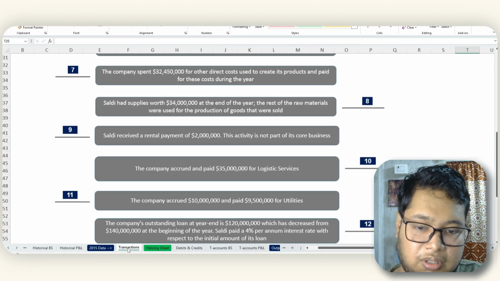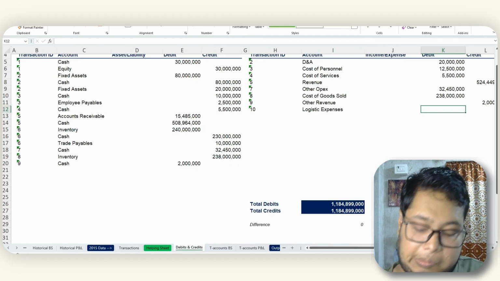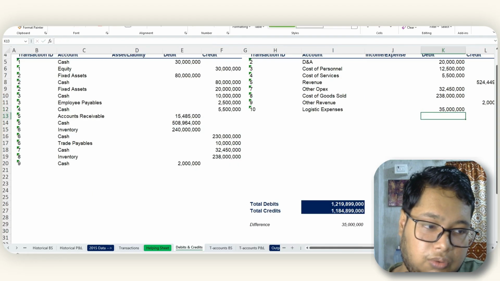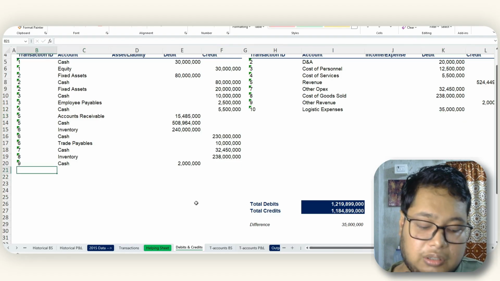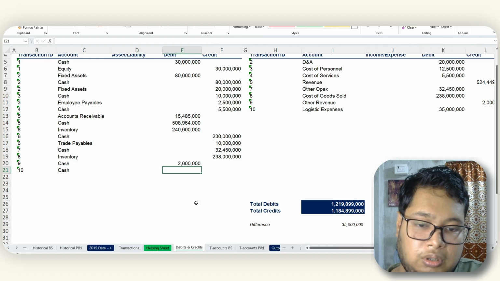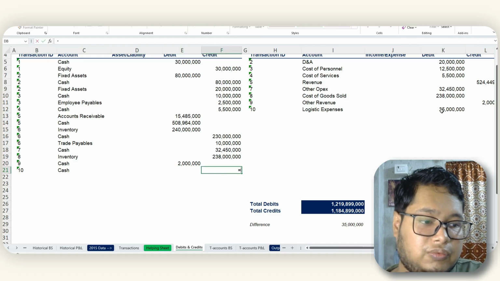How much? Once again, why do I have such a short memory? I just saw the number, $35 million. I don't want to take a risk with the numbers, and I don't want to put in any wrong information. So cash, and this is an expense. There is no income. Why am I recording on the debit side? Not sure.